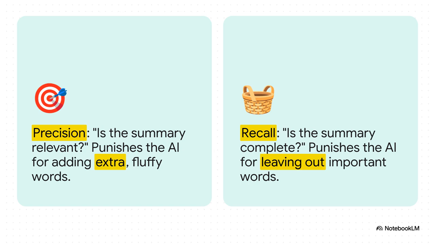On one side, you have precision. Precision basically asks, is the summary relevant? It punishes the AI for adding a bunch of extra fluffy words that weren't in the original. Then on the other side, you have recall, which asks, is the summary complete? And this punishes the AI for leaving out important words. A truly great model has to nail both.